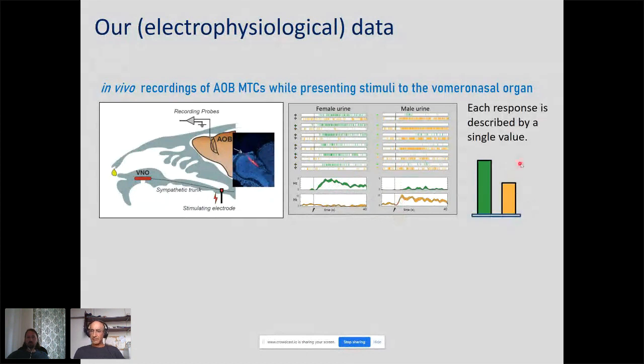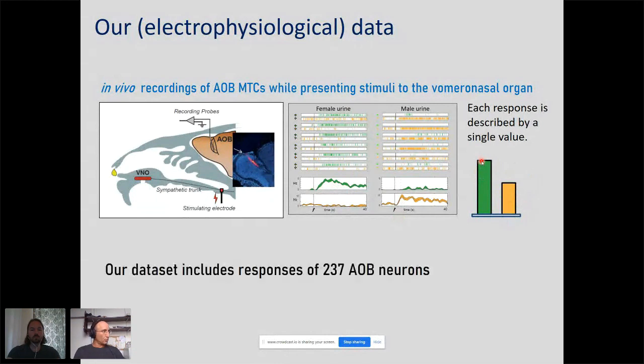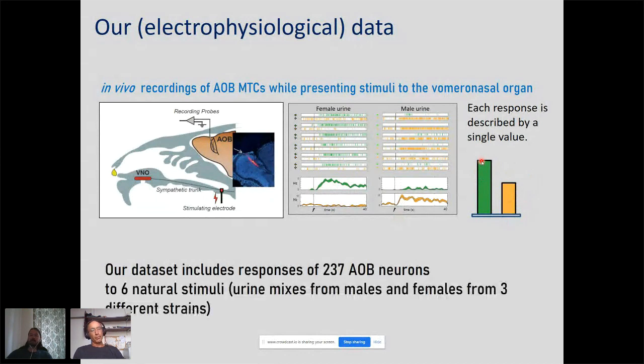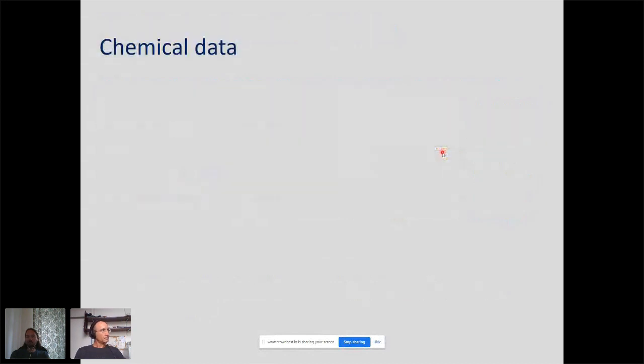And in the analysis that I'm doing now, each response is condensed to a single value, which is just the average firing rate over a prolonged temporal window. In our data set, we have about 240 AOB neurons. And importantly, we have responses to 6 different natural stimuli. These are urine mixes from males and females from 3 different mouse strains. Okay, so 6 different stimuli.